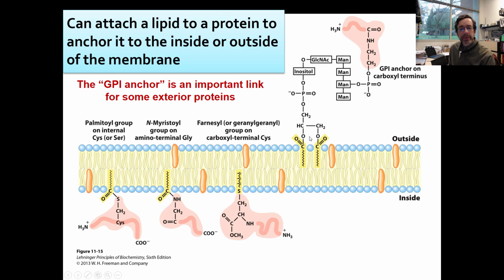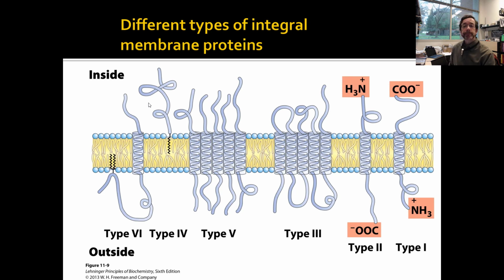There's a whole bunch of other ones. You don't have to know them. This is just given to you as an example. And the GPI anchor is one that I've seen in a lot of places, so it's probably important to know that it is an important exterior linkage, and there are many proteins that can be linked to a cell that way and can be specifically broken down by breaking that.